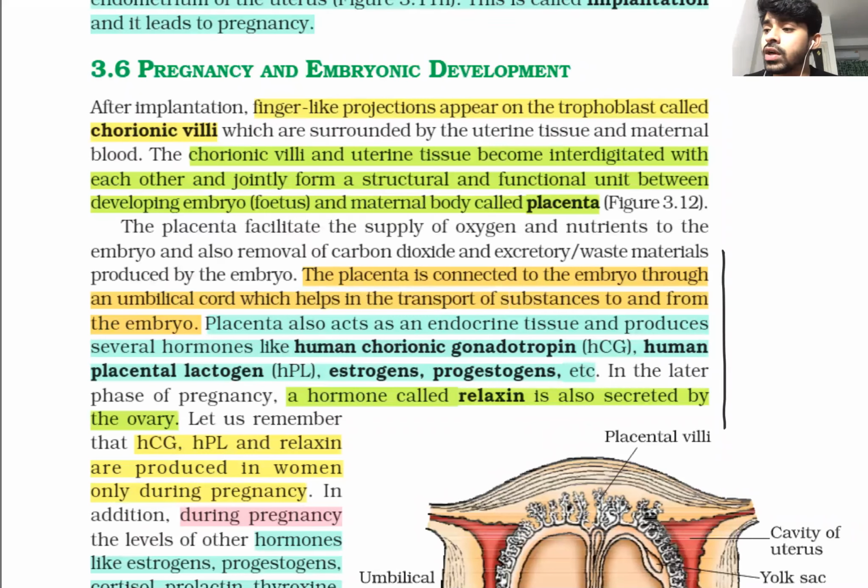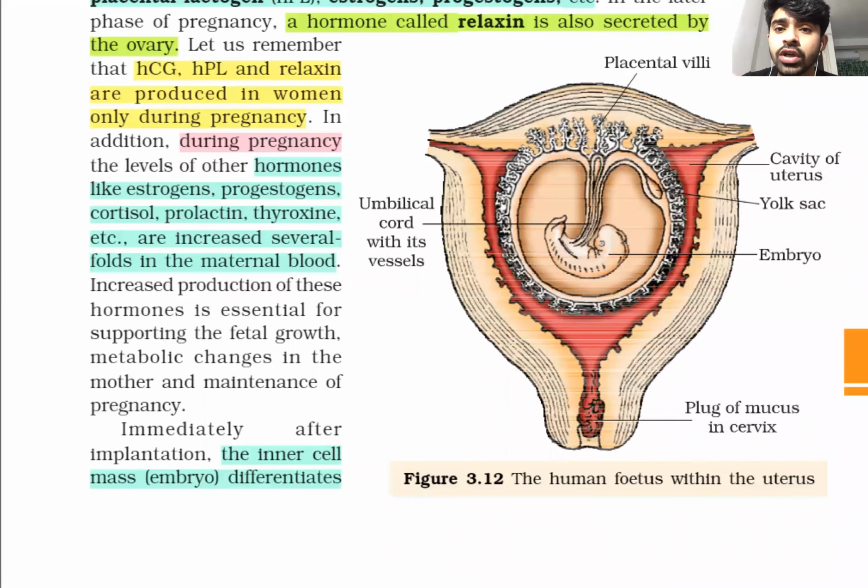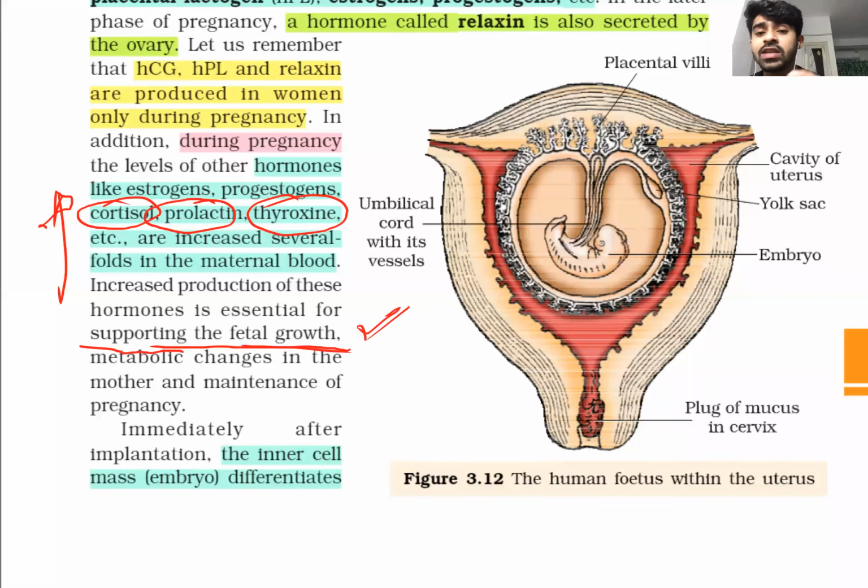I have already discussed what is the role of HCG. What is the role of HPL, I have already discussed. What is the role of estrogen, progesterone, relaxin, everything I have discussed already. And I have also mentioned this fact that though I know these hormones like cortisol, prolactin, thyroxine are not directly released from the placenta, they are also increasing due to the pregnancy, to support the fetal growth. So this is very, very, very important.